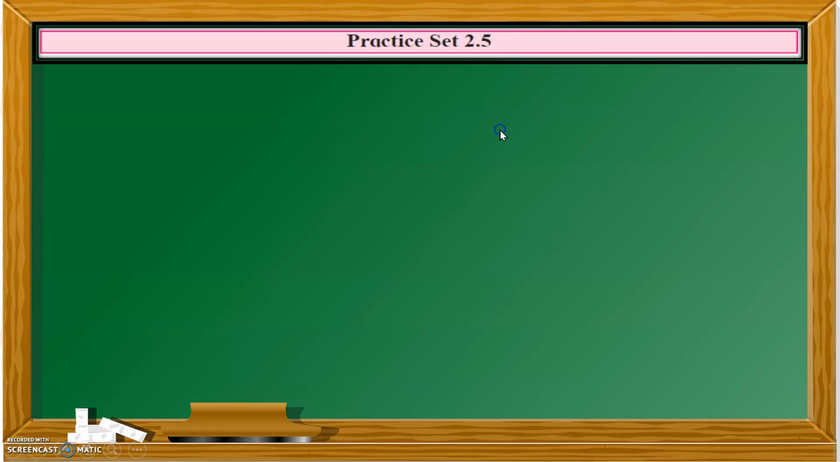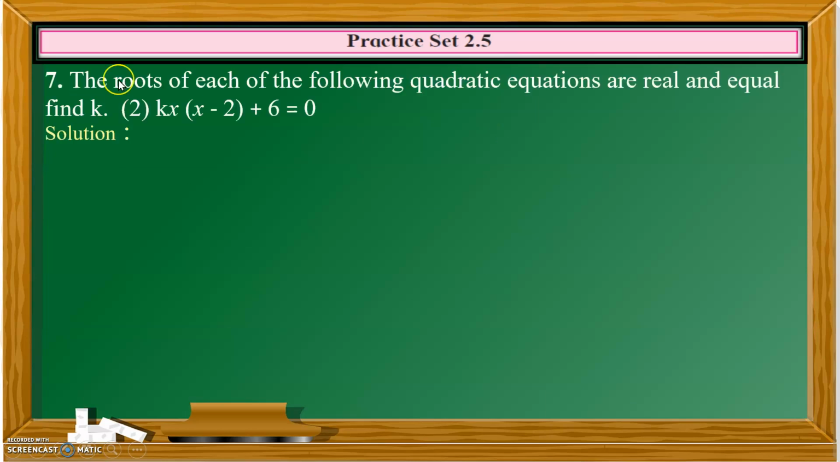Let us start with the next question, which says that if the roots are real and equal, find the value of k. Now the equation is kx into x minus 2 plus 6 equal to 0. So let us start with this question. We copy the question. Now in the next step, we are going to open the brackets. On opening the brackets, we will get kx square minus 2kx plus 6 is equal to 0.